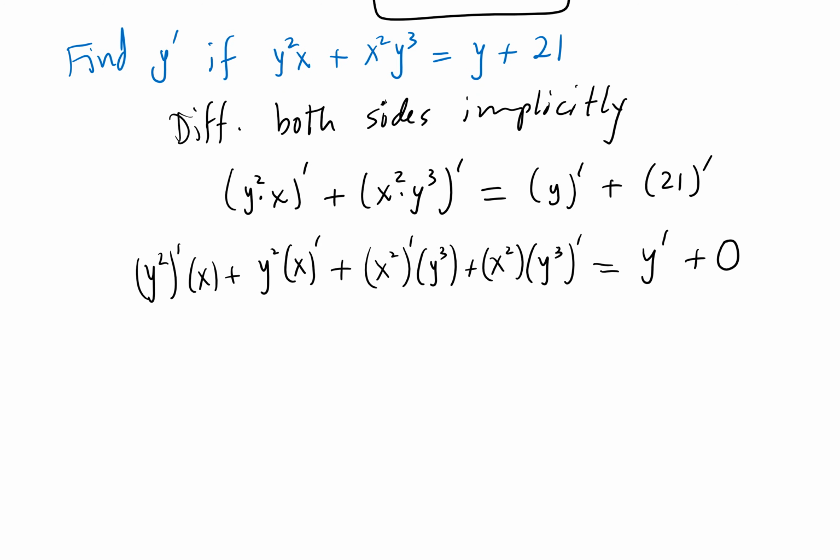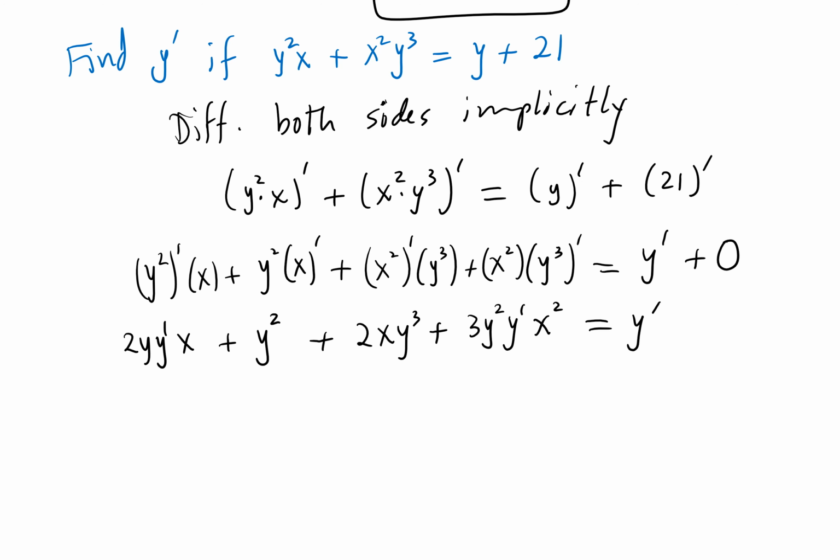Again, the derivative of y squared is 2y y prime, times x. The derivative of x squared is 1, if x is 1. The derivative of x squared is 2x. The derivative of y cubed is 3y squared y prime, and bring the x squared down, equals y prime.